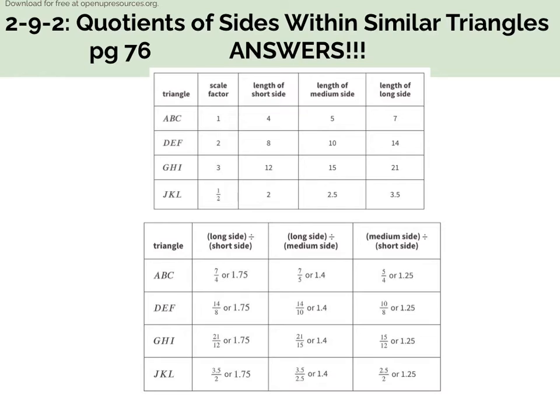All right, let's talk about it. What did you notice? One of the things I noticed is all of these are 1.75. So this scale factor is 1.75. For this one, the scale factor is 1.4. They are all the same. And over here, our scale factor is 1.25. They are all the same. The reason we have this is because all 4 of those triangles, well, the bottom 3 of them, are similar to triangle ABC.